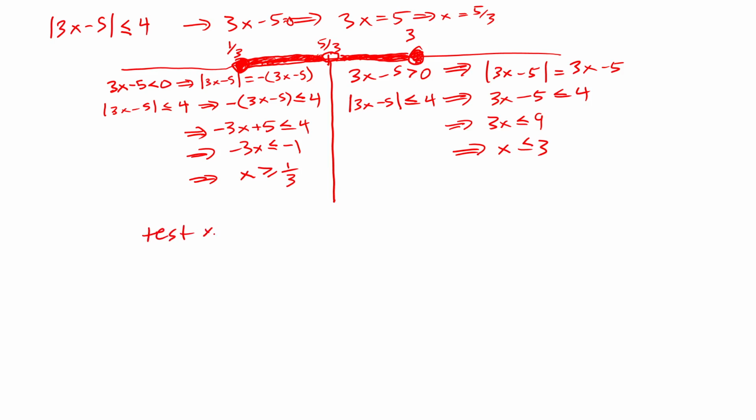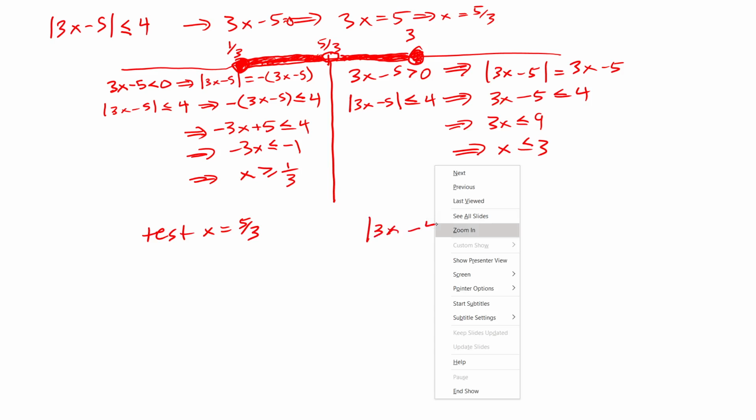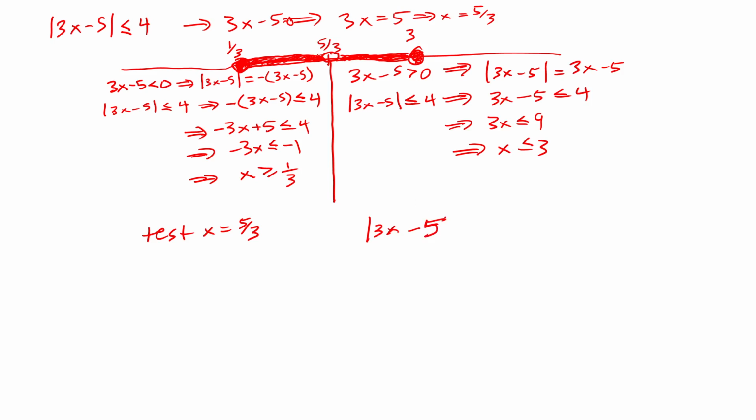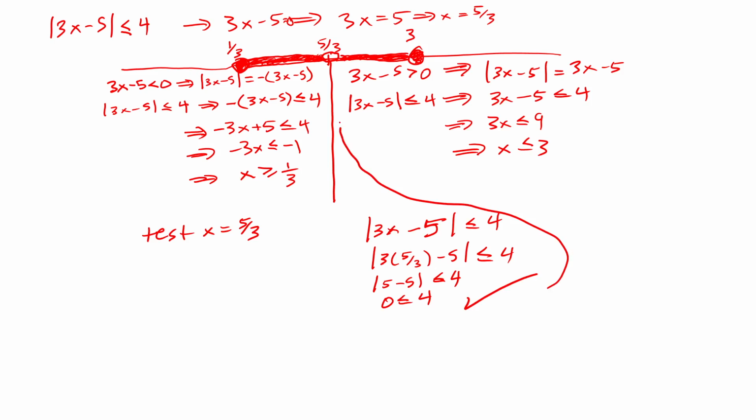Well, let's test x equaling 5/3 in the original inequality. The original inequality was the absolute value of 3x minus 5 is less than or equal to 4. So plugging in 5/3, we'd have the absolute value of 3 times 5/3 minus 5 is less than or equal to 4. 3 times 5/3 is 5, so the absolute value of 5 minus 5 would be less than or equal to 4. And that's like saying 0 is less than or equal to 4. 5 minus 5 is 0. The absolute value of 0 is 0. Well, is 0 less than or equal to 4? Absolutely.